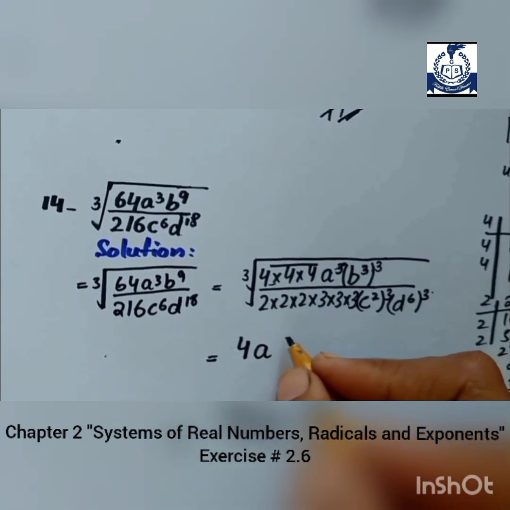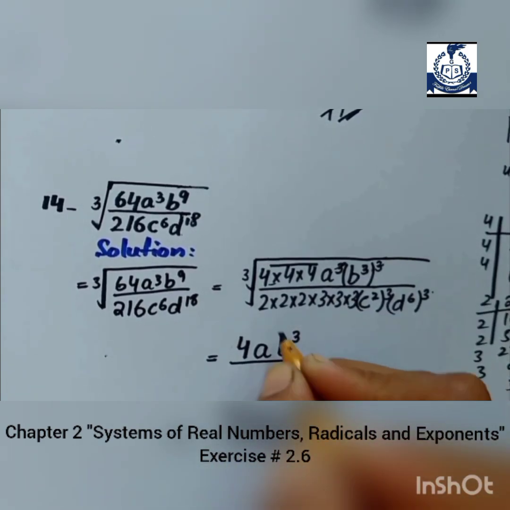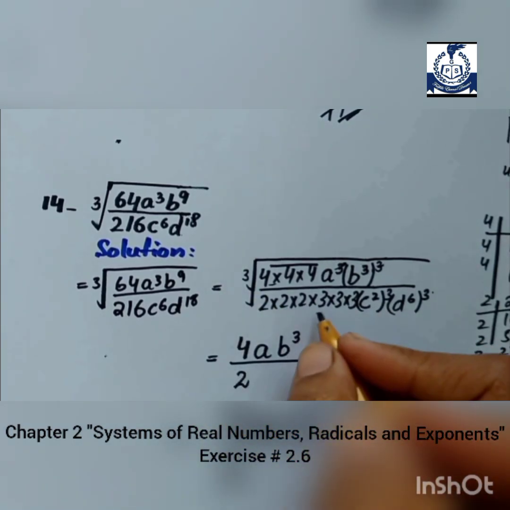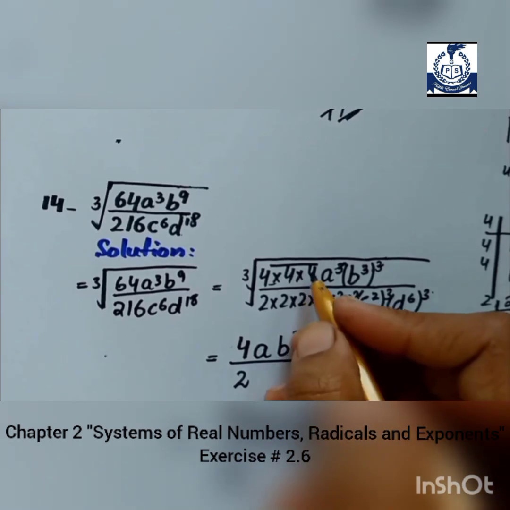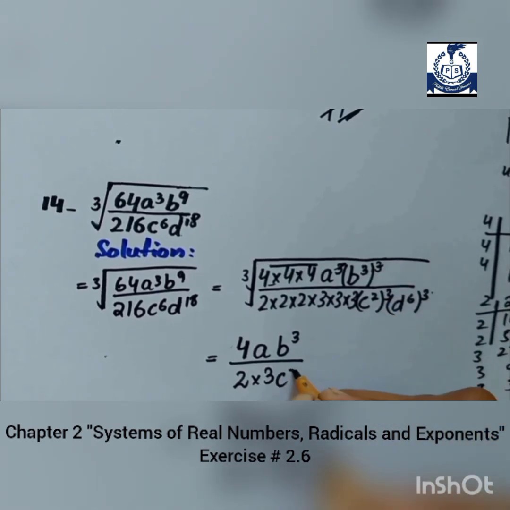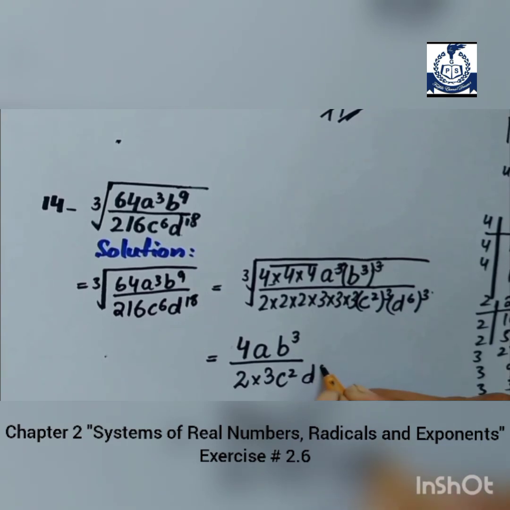4 cube and cube root cancel out, a cube and cube root cancel out, b power cube and cube root cancel out. Now we make the pair of 3. So 2 power cube and cube root cancel out, 3 power cube and cube root cancel out, c square. So cube and cube root cancel out, so we have c square, d power 6 and cube. So cube and cube root cancel out, so we have d power 6. So here we solve: 4ab cube divided by 2 3s are 6, 6 c square d power 6 as it is.